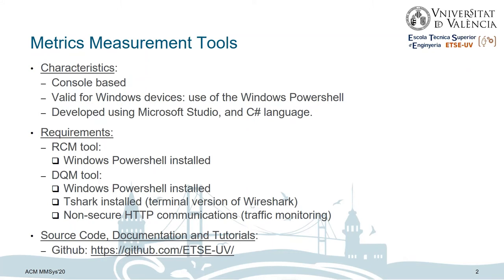The two developed tools are console-based, that is, they do not have a graphical user interface, are valid for Windows devices and programs, as they rely on features provided by the Windows PowerShell, and have been developed by using C# and Microsoft Visual Studio. In terms of requirements, both tools require the previous installation or availability of the Windows PowerShell, and in addition, the Dash Metrics tool requires the previous installation or availability of TShark, which is the terminal version of Wireshark, and the use of non-secure HTTP communications in order to inspect the exchange traffic.